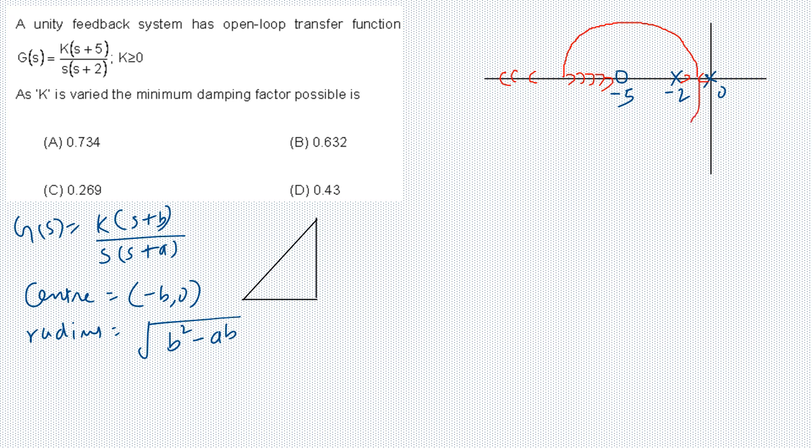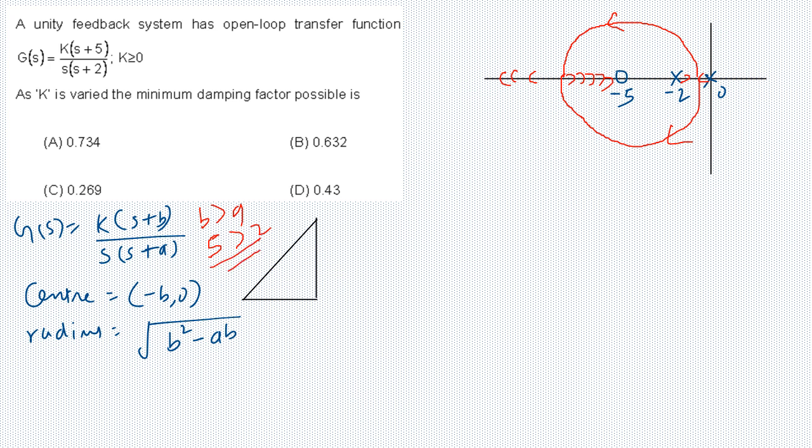Now you can see that this is a form which can be compared with G(s) equal to k into (s plus b) over (s plus a). Now here b should be more than a. So this is the case for us also, because 5 is more than 2, so for us b is 5, and 5 is more than 2.